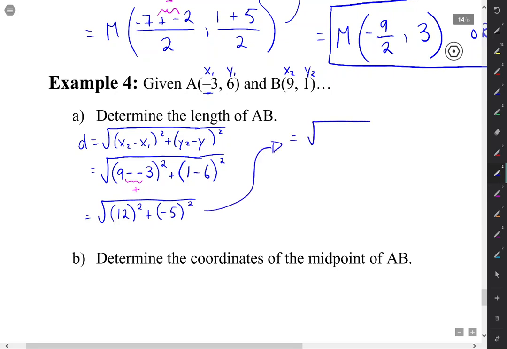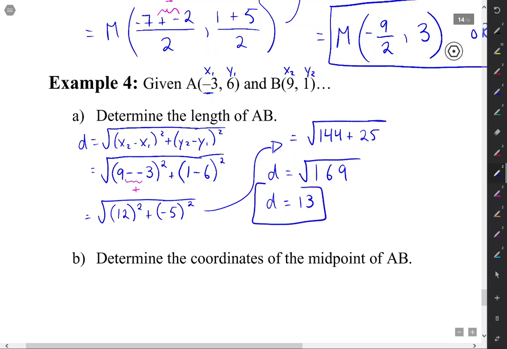I'm going to bring this up here. We have 12 squared is 144, and then plus negative 5 squared is positive 25, because negative 5 times negative 5 is positive 25. So our final answer for the distance is going to be the square root of 144 plus 25, which is 169. We can actually take the square root of that number because it's a perfect square. So the distance is equal to 13. That would be the distance.